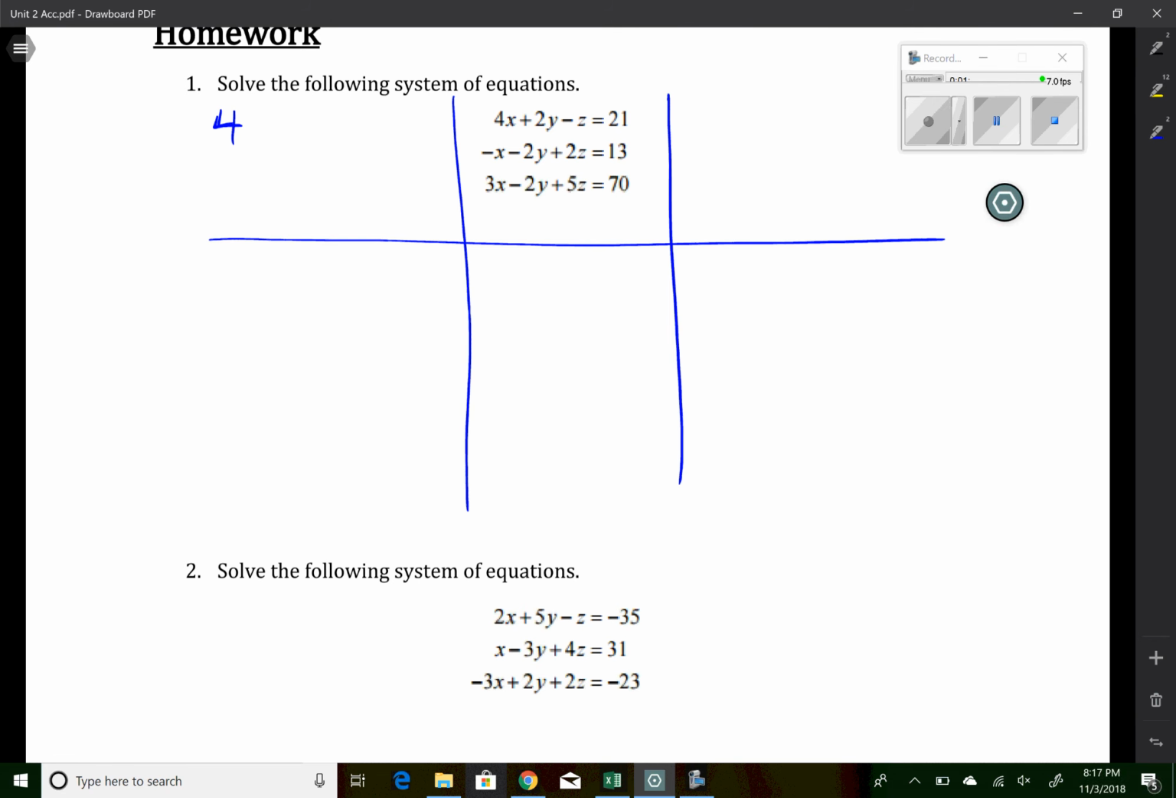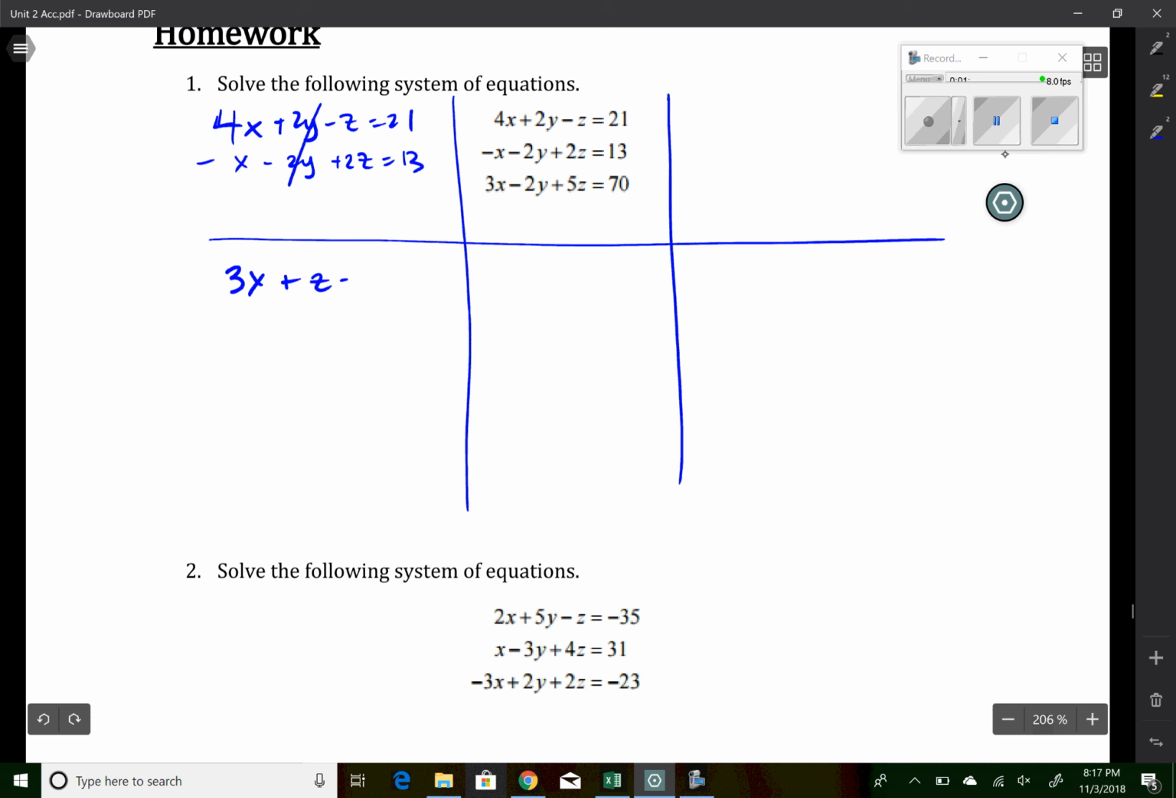so if I add 4x plus 2y minus z equals 21 to negative x minus 2y plus 2z equals 13, the y's would cancel. That's going to give us the equation 3x plus z equals 34.